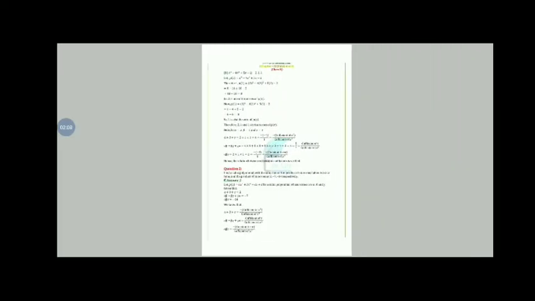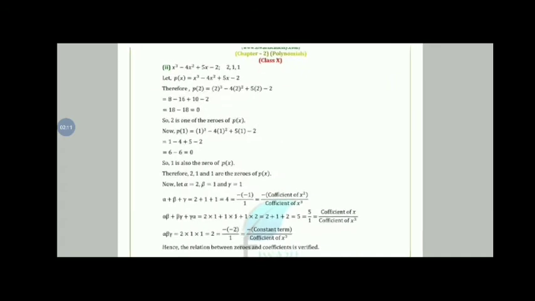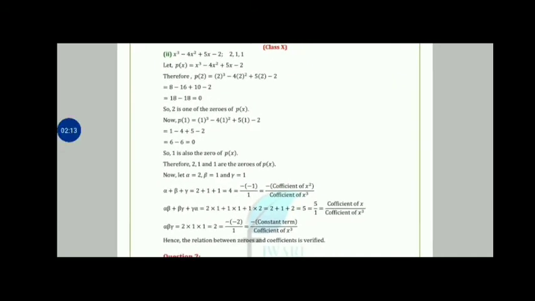Next, we can see that it is given x cube minus 4x square plus 5x minus 2, with zeros 2, 1, 1. First, putting 2 in the polynomial p(x) equals x cube minus 4x square plus 5x minus 2, we get 2 cube minus 4 into 2 square plus 5 into 2 minus 2, which gives us 0. So 2 is one of the zeros of p(x). Now putting 1, p(1) is equal to 1 cube minus 4 into 1 square plus 5 into 1 minus 2, which gives 1 minus 4 plus 5 minus 2, that is 6 minus 6, equal to 0.